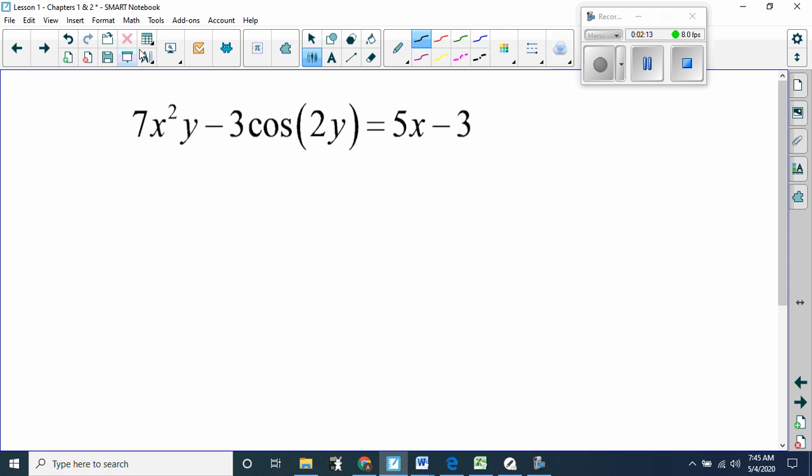Let's try one more. It's again asking what dy/dx equals. This time it doesn't give us a specific x value to plug in. We're given 7x squared y minus 3 cosine 2y equals 5x minus 3. So again, use the product rule for the derivative of this first part.